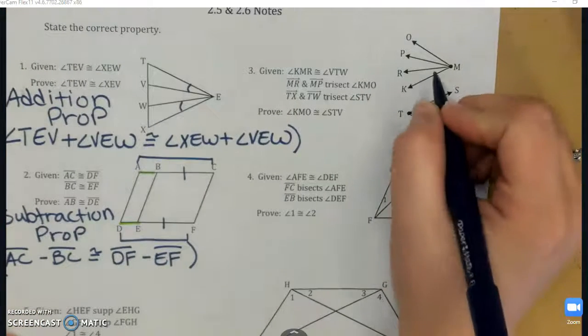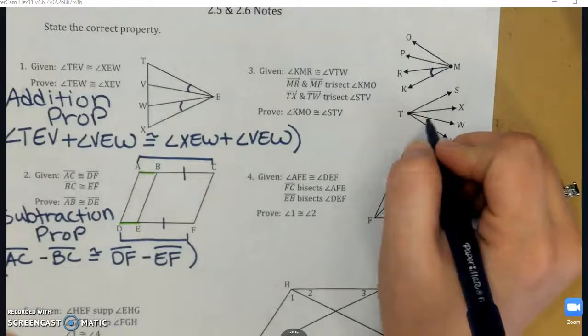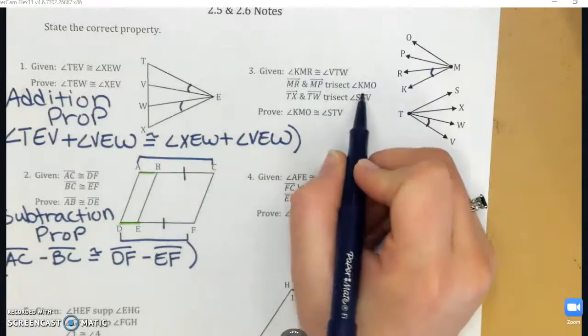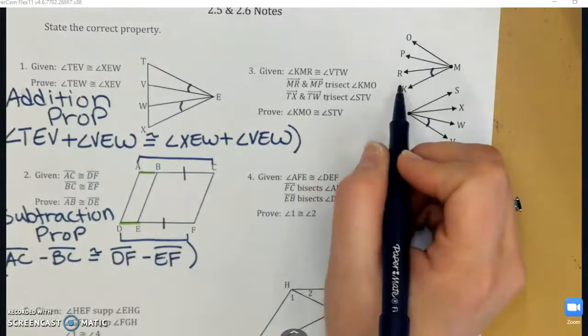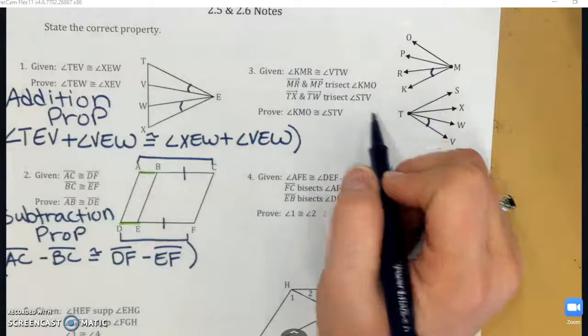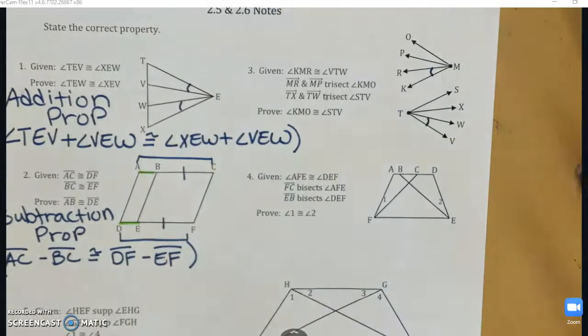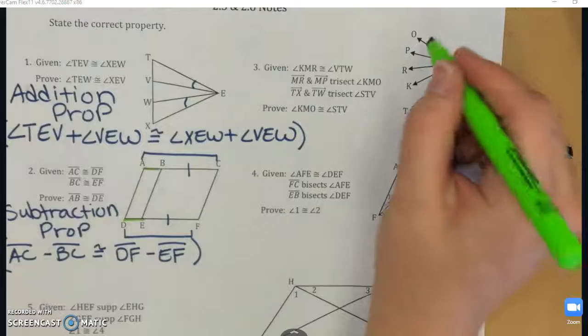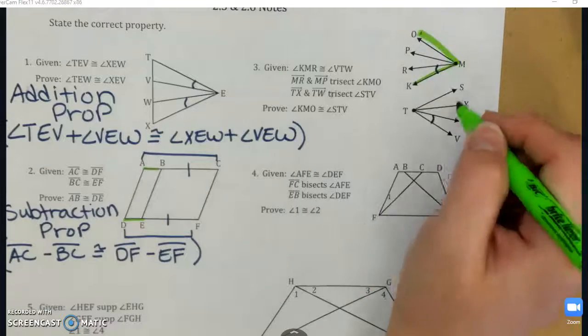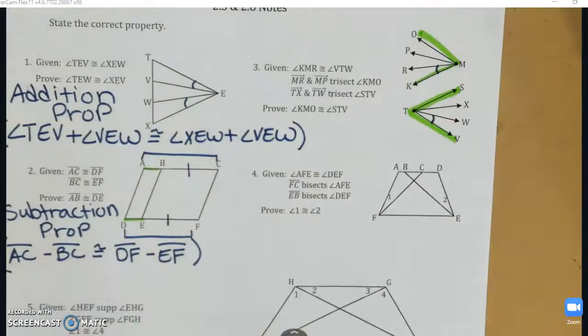Angle KMR is congruent to angle VTW. And then I'm told that angle KMO is trisected, which means it's split into 3 equal parts, and angle STV is trisected, which means it's also split into 3 equal parts. So how would I show that angle KMO is congruent to angle STV? Well, let's think about it.